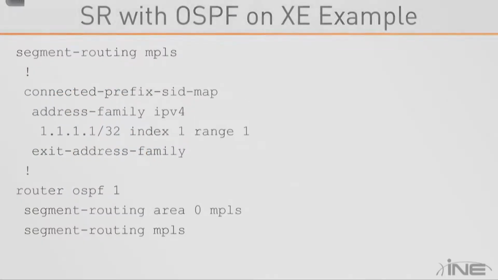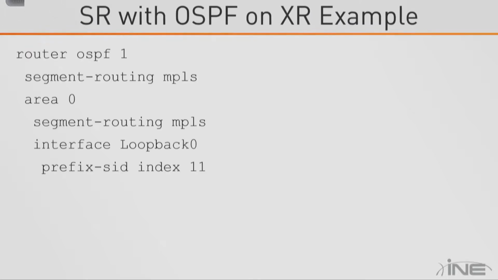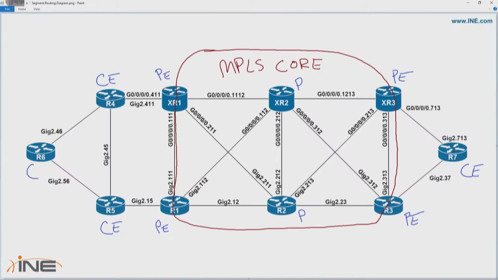Okay, for IOS XR, not too much more complicated. We're going to go under the routing process, turn segment routing on, then under the area, under the interface, specify what the index of the prefix SID is. So in this particular case, if we look back at our diagram, this is going to be on node 11, which is XR1. Okay, so we have nodes 11, 12, and 13, and then nodes 1, 2, and 3 at the bottom. So XR1 is saying my index number is 11, which really means that its global label value is 16,011.